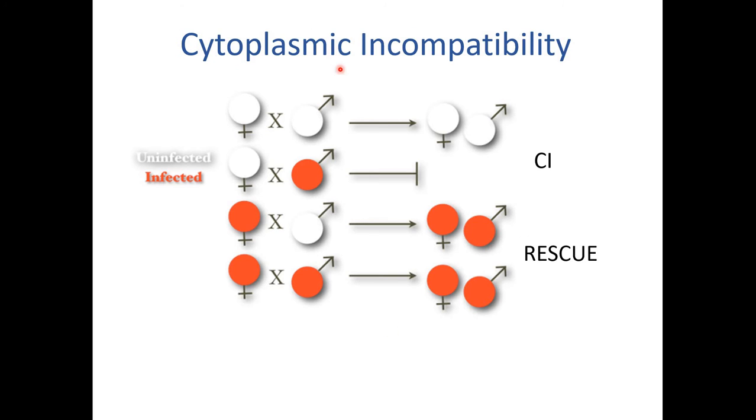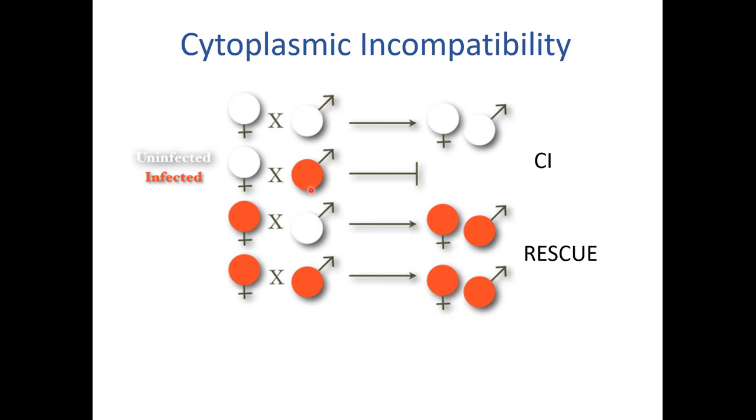And so cytoplasmic incompatibility I wanted to highlight. Basically what this means is that, of course, when you have a female who's uninfected and a male who's uninfected, they'll be able to produce uninfected offspring. Now, when Wolbachia-infected males come into the picture, they actually cannot mate successfully with uninfected females. So the offspring of this cross will actually die, and that's called cytoplasmic incompatibility.